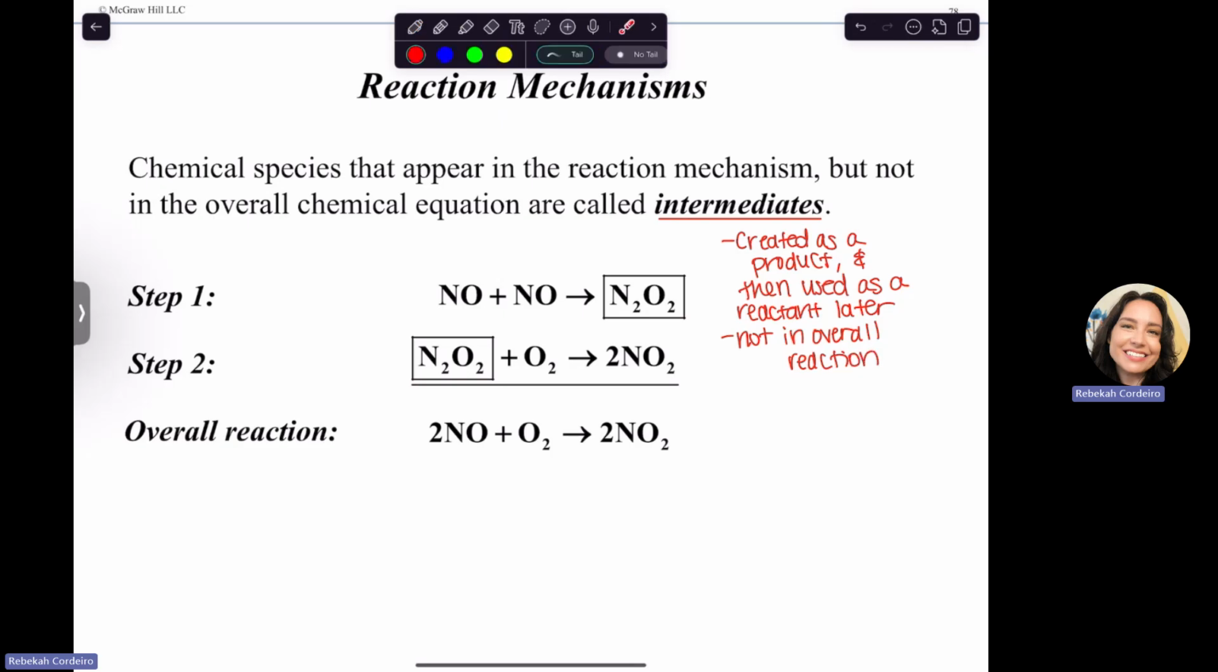Just like in Hess's law, we saw this kind of happen where we had these things and we canceled them out. We were actually looking at different steps of reactions. We just weren't calling them mechanisms. And here we talk about mechanisms because we want to talk about rates. Hess's law is more about thermodynamics, or how does it happen, and these reaction mechanisms are more about how fast does it happen.